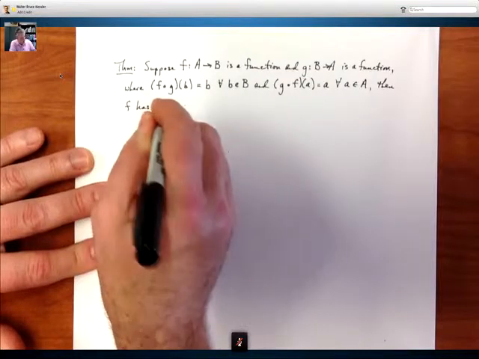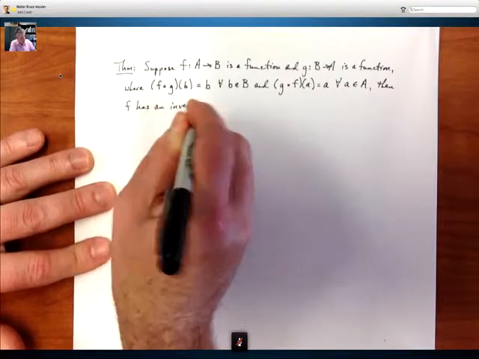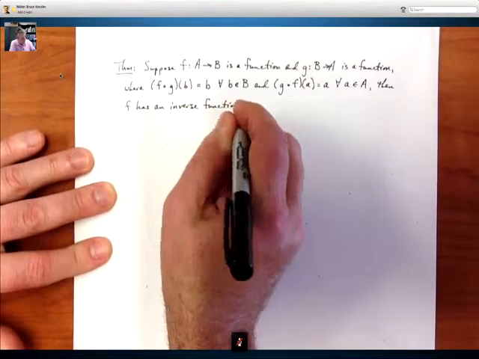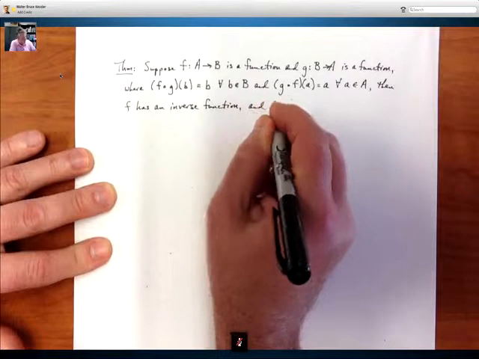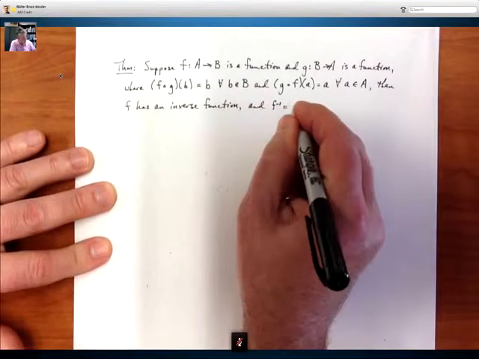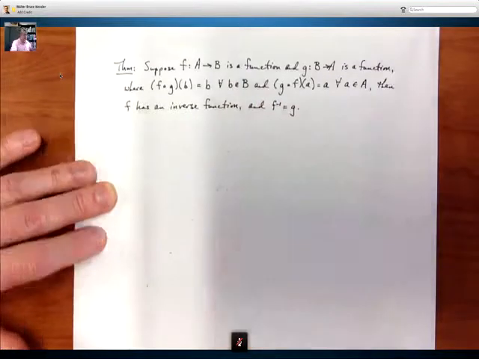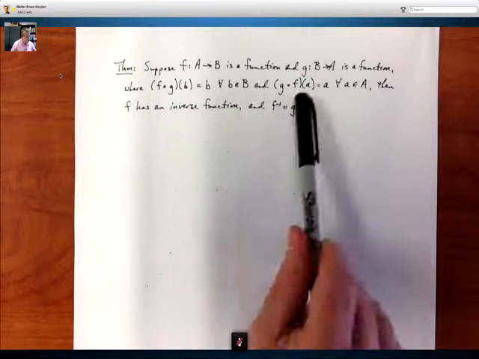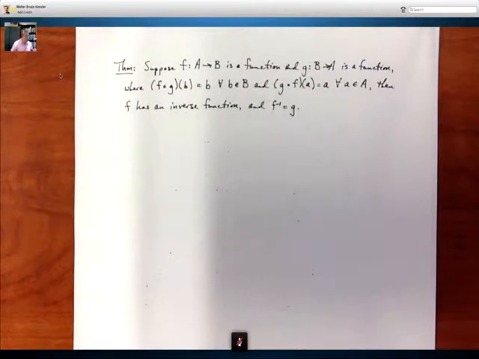Then F has an inverse function, and that inverse is just G. Okay? So what it's really saying to us here is that anything that behaves like an inverse, it's an inverse. Okay?